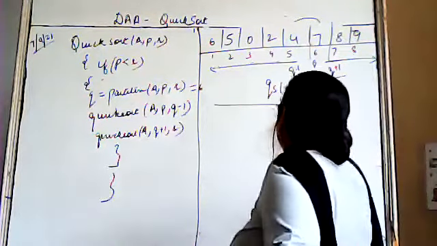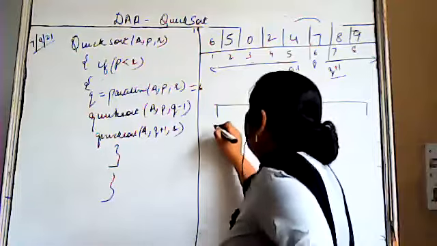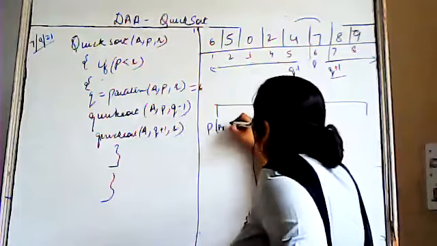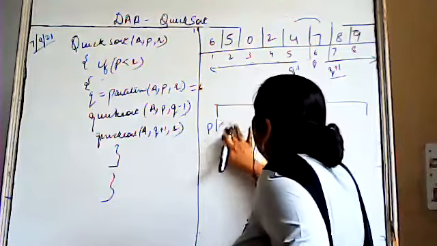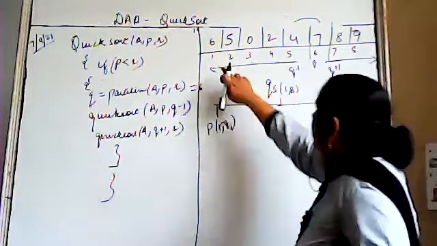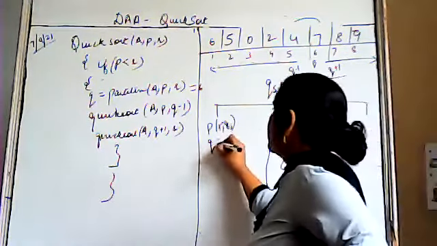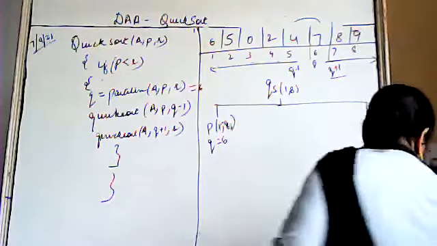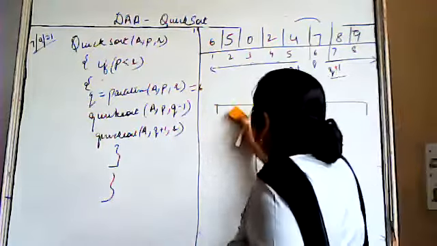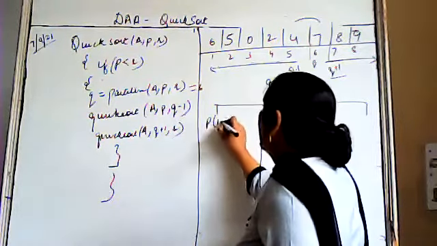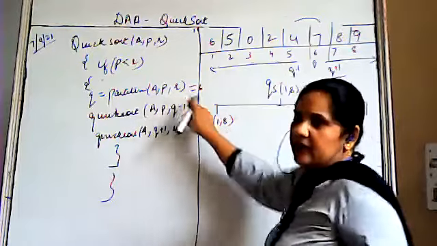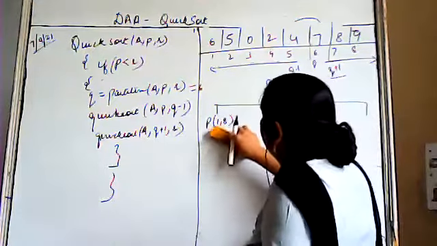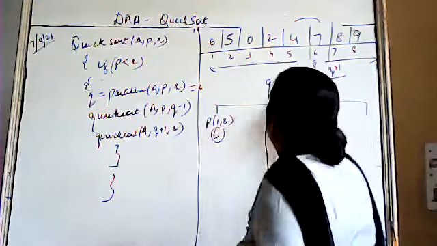So one element is fixed. So there will be the first partition call. Partition will be giving me A comma 1, sorry, right, 1 comma 8. Partition of 1 comma 8 has returned me Q, which is equal to 6, because at the 6th position, where my 7 is fixed.